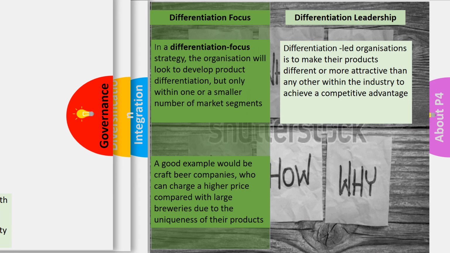Leadership, well, again, differentiation-led organizations make their products different or more attractive than any other within the industry to achieve a competitive advantage. There are different ways to gain a competitive advantage. It could be down to their marketing, their branding and their perception, even the slickness of their product. Apple have a differentiated leadership. They differentiate in terms of their branding, in terms of the functionality, constantly developing, constantly increasing the functionality, looking at the needs of customers and seeing how they can differentiate their products from one another.